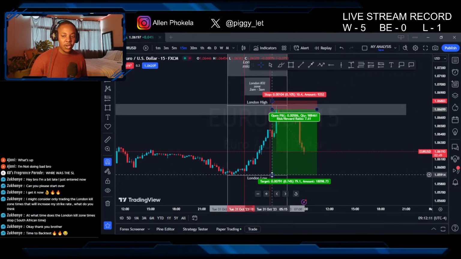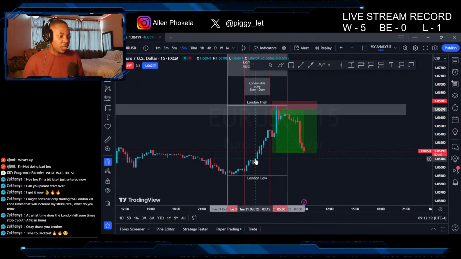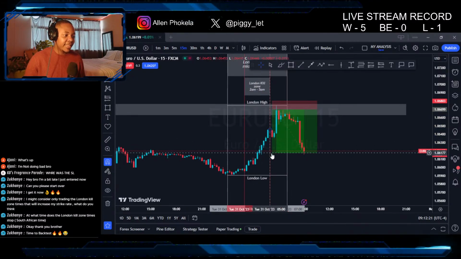So if I had to take the trade, this will be the trade. But like I said, always aim for 25 to 50 pips. So I'll be taking partials. I would have taken partials right now, probably took out 70% of my trade and let the rest run.